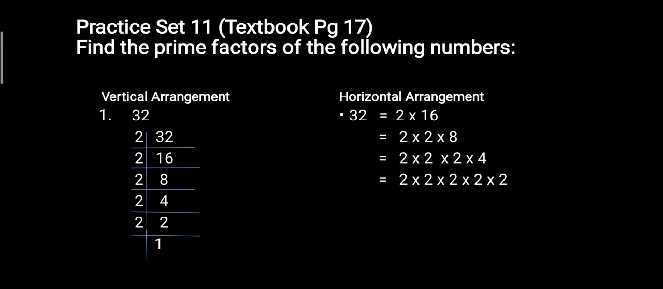32. 32 can be divided by 2. When 32 is divided by 2, we get 16. That is 2 into 16 is equal to 32. 16 can be further divided, so we get 2 into 8. 8 is also divided by 2, we get 2 into 4. 4 gets divided and we get 2 into 2. So 32 can be written as 2 into 2 into 2 into 2 into 2.